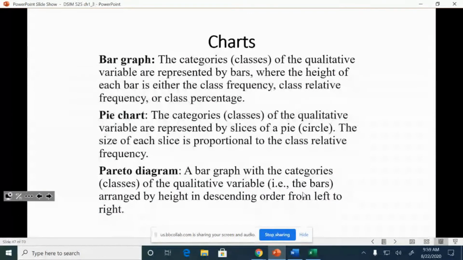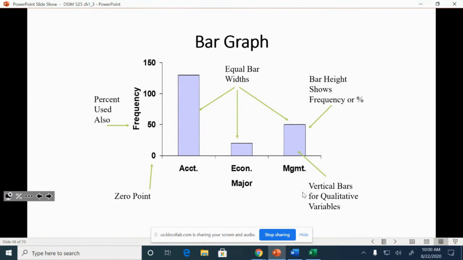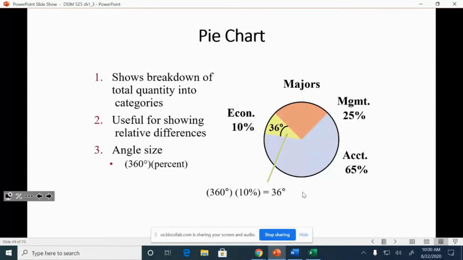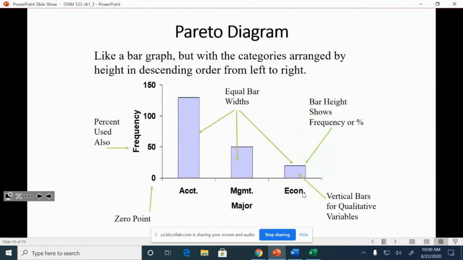So bar graphs show the categories of classes of qualitative variables, each represented by a bar. I think pretty common. Pie charts, categories of classes are put into a circle. Size of each slice is proportional to the relative frequency. A Pareto diagram is a bar graph with the category classes of the qualitative variables arranged by height in descending order. So, a plain bar graph is not a Pareto because they're not in descending order. Pie chart shows the breakdown of total by percentage of the circle. Pareto is just a bar chart that's descending.